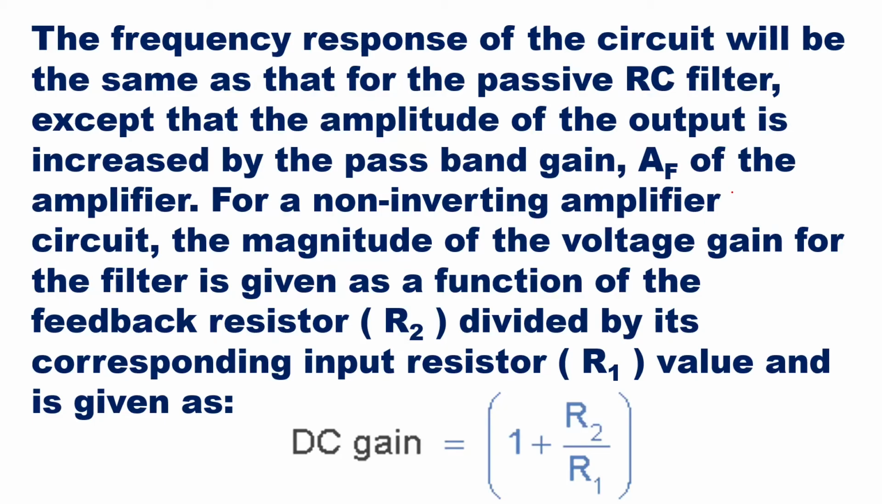The frequency response of the circuit will be the same as that of the passive RC filter, except that the amplitude of the output is increased by the pass band gain, AF, that is the gain of the amplifier. For a non-inverting amplifier circuit, the magnitude of the voltage gain for the filter is given as a function of the feedback resistor, whether it is R2 or RF, divided by its corresponding input resistor R1, and is given as DC gain equal to 1 plus feedback resistor upon the input resistor. So 1 plus R2 upon R1 in this case, or if you take the feedback resistor as RF, 1 plus RF upon R1.